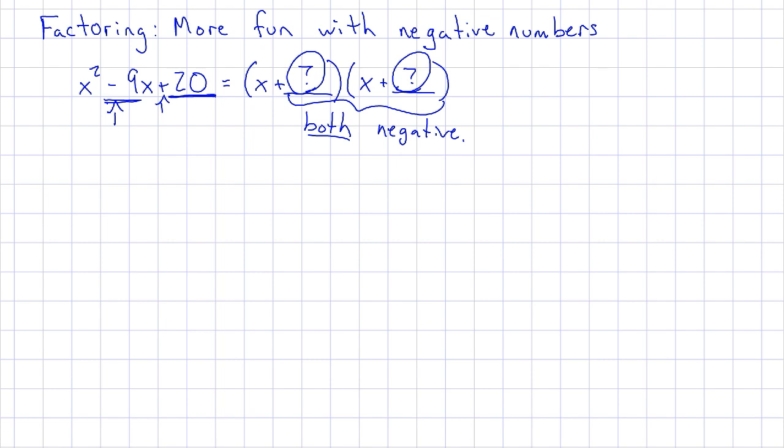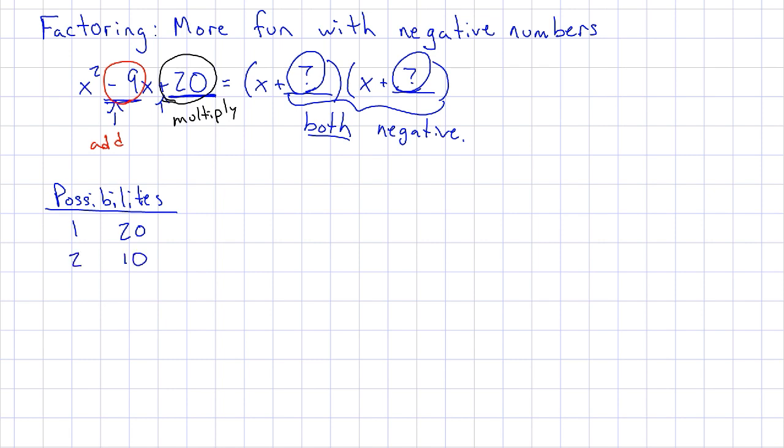So again, when we're doing factoring, we want our two numbers to multiply to equal 20, and we would like our values to add to equal 9. So I like to write out my possibilities. I like to consider all the numbers that multiply to equal 20. So possibilities: I have 1 and 20, 2 and 10, 4 and 5, and that is it.